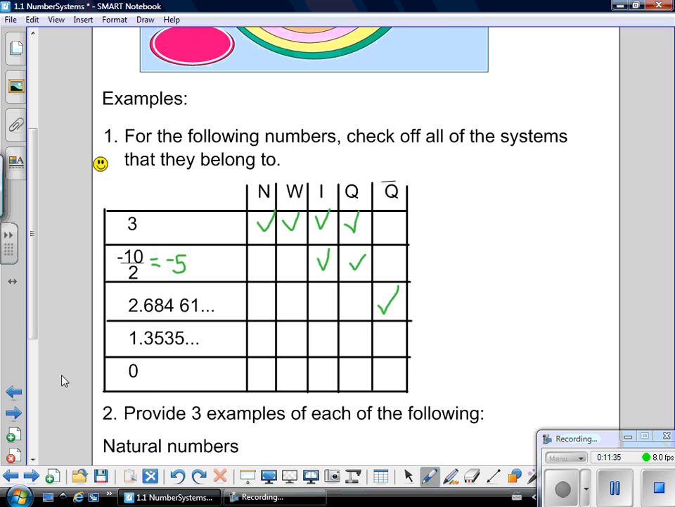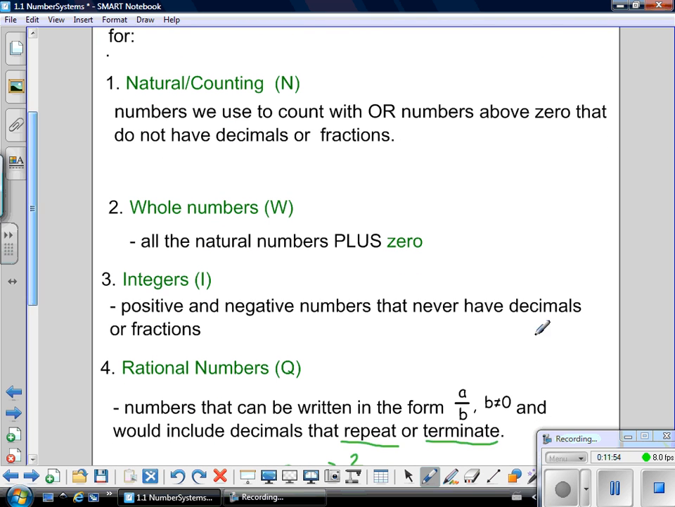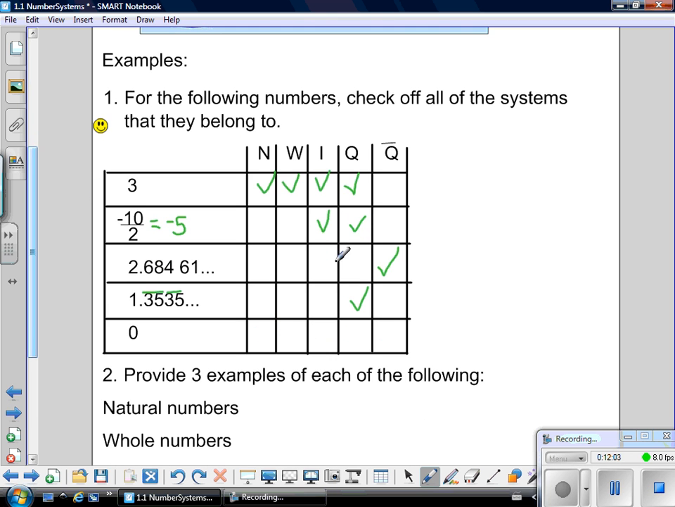If I look at the number 1.3535, is it rational or irrational? Does it repeat? Yes, it's going 0.3535 forever and ever. So it is rational. Now, is it an integer? If we go back to our definition, an integer can never have decimals or fractions. We have a decimal, so therefore it can't be an integer.